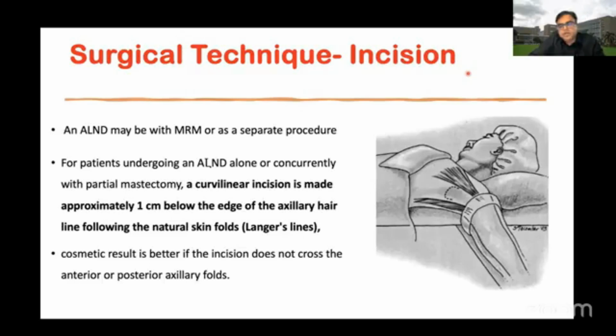If you are doing it along with a mastectomy, then your Stewart incision, a modified Stewart incision, is sufficient, and you can go into the axilla. If you are performing the axillary dissection separately, then you may make an incision below the hairline, in between the anterior and posterior axillary lines, usually 1 centimeter below the hairline. An incision length of 5 to 7 centimeters is sufficient.